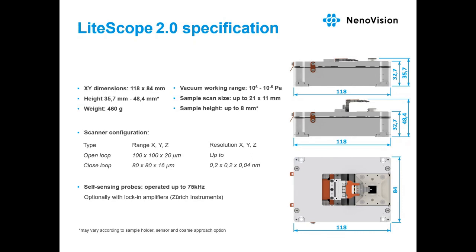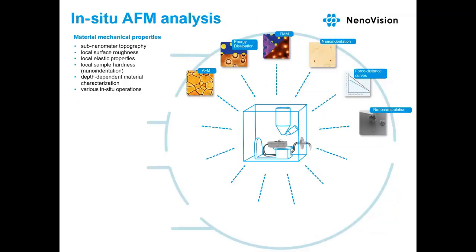Regarding the scanner, where we modified quite a lot, we offer a quite wide scan range in the X and Y direction, and 100 by 120 micrometers in the Z direction. It can be operated in open loop or closed loop, and we can go with a resolution of up to 0.2 nanometers in X and Y and 0.04 nanometers in Z. So that's the basics about the specification. On the web pages you can find more details, but I think it's sufficient.